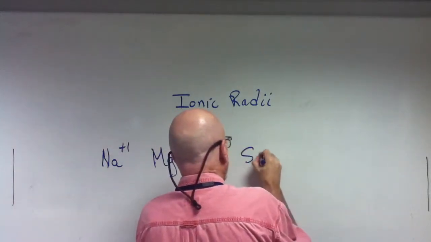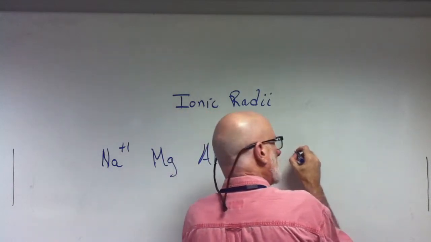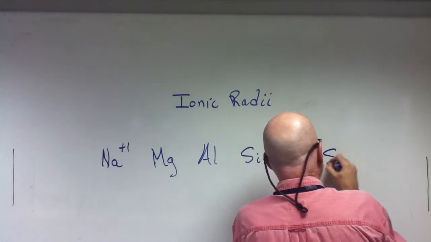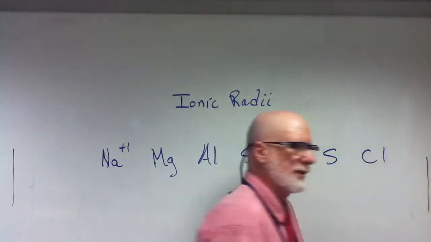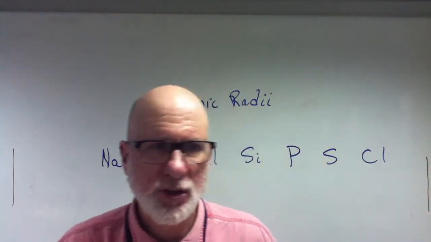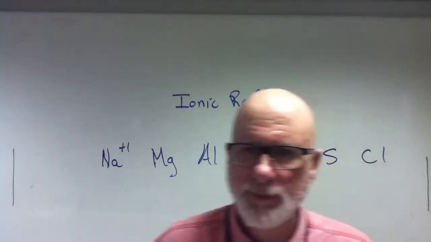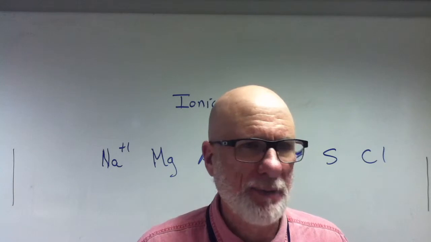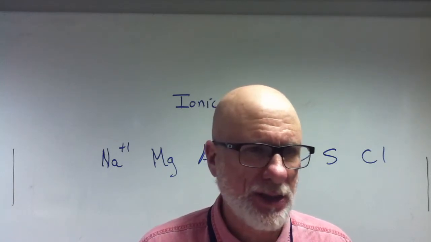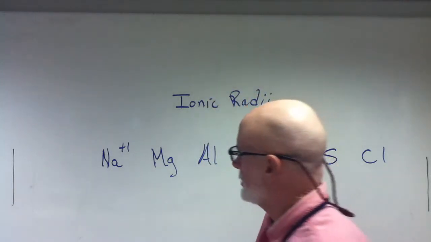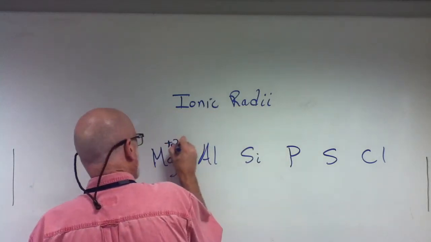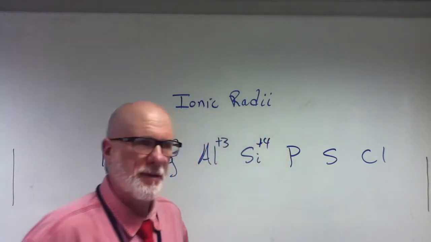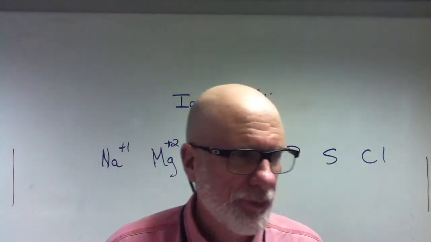Aluminum, silicon. What's next? Phosphorus, sulfur, chlorine. You can't put the noble gases down, they don't become ions, especially argon. All right, so this is going to be +2, +3, +4. Silicon is going to be a cation.